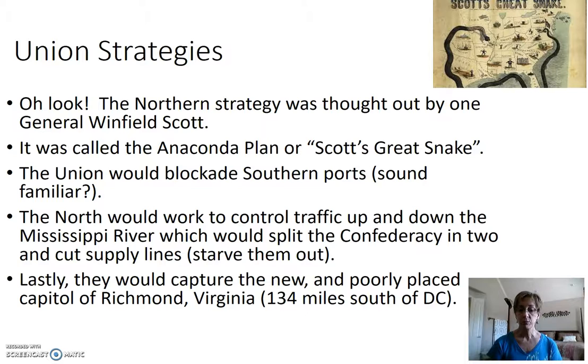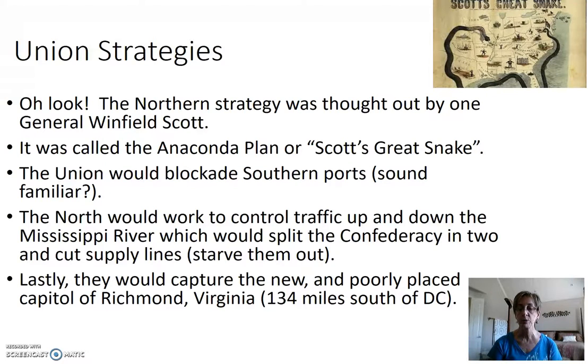It consists of several parts, which you need to know. Those are going to be tested. The Union is going to blockade the southern ports. This should sound familiar to you. The North would control traffic up and down the Mississippi River and eventually control that Mississippi River completely, which will cut the Confederacy in two. The object being to starve out the Confederacy. Lastly, they're going to capture the new and poorly located capital of Richmond, Virginia.